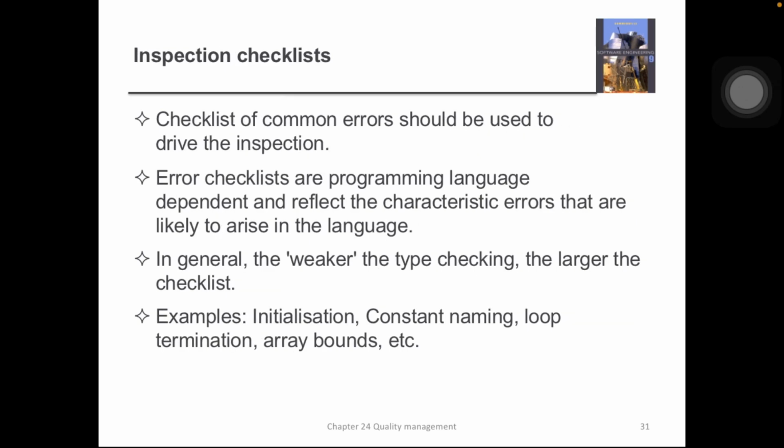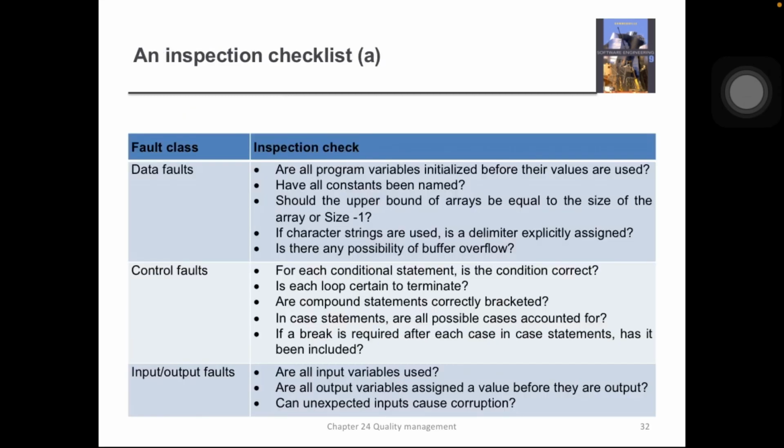Inspection checklists of common errors should be used to drive the inspection. Error checklists are programming-language dependent and reflect the characteristic errors that are likely to arise in the language. In general, the weaker the type checking, the larger the checklist. Examples: initialization, constant naming, loop termination, array bounds, etc.